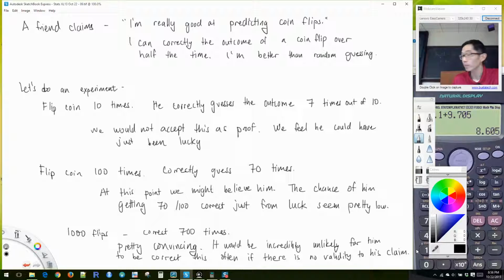So getting the coin flip right 7 times out of 10 is not convincing because there's something in us that says this could happen quite often just from random chance. Okay, these ones seem much more unlikely, and so these would be more convincing. Right? And so we can actually do the math behind this.